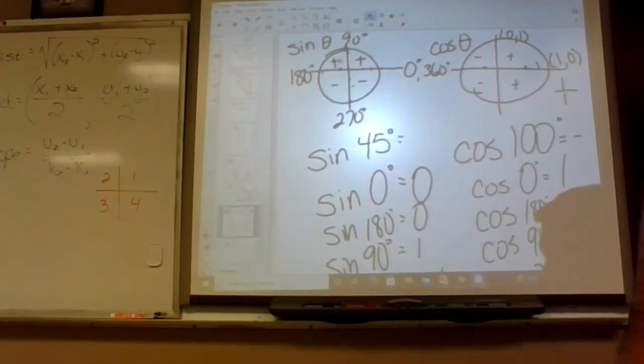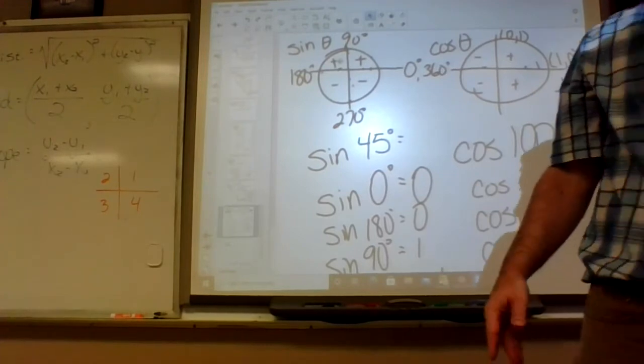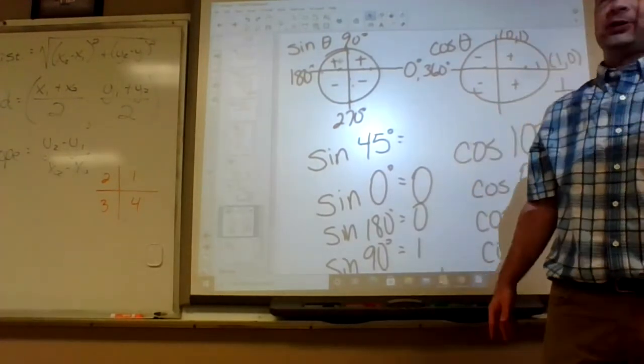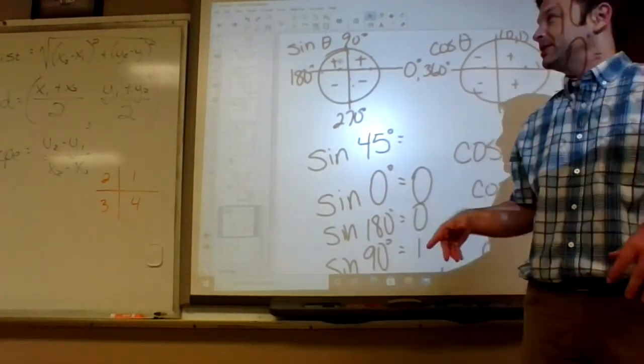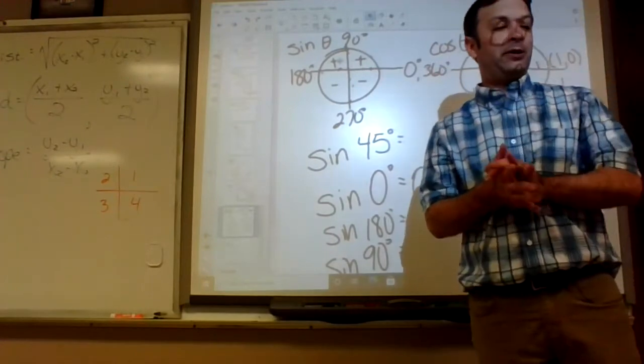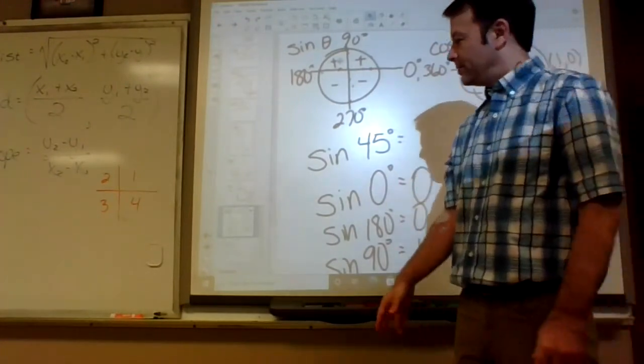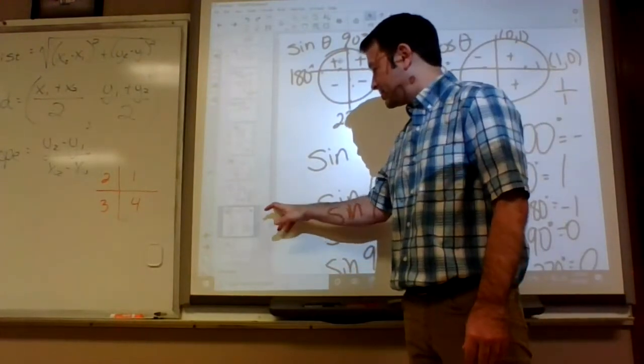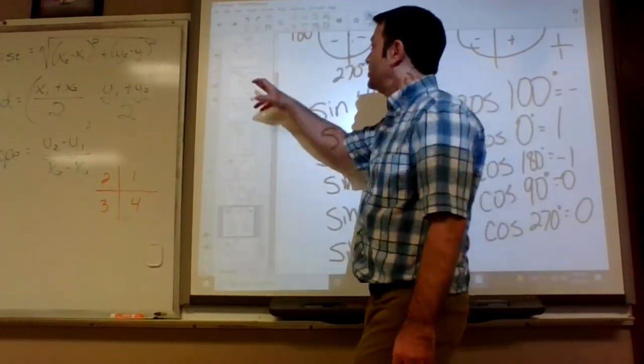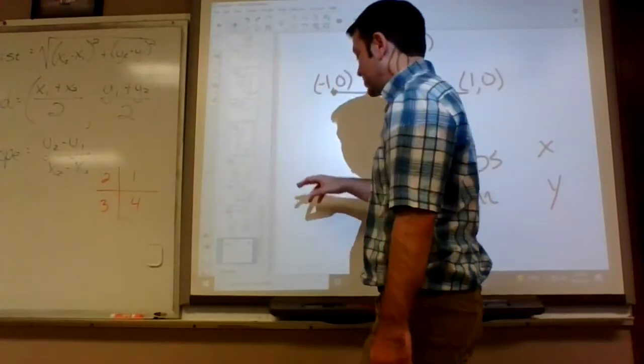Where does sine of theta equal 1? At 90 degrees. But it said we're supposed to use radians. So what is 90 degrees in radians? Pi over 2. Yes, correct. Let me do a new page for this. Okay, here's the thing though.